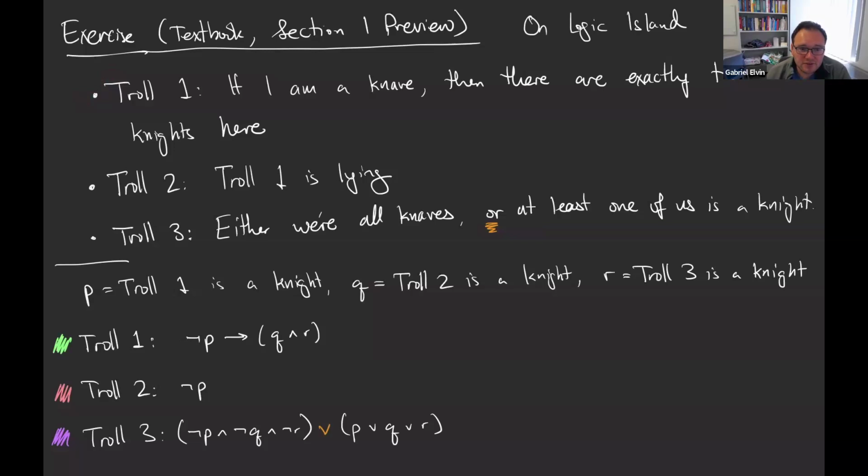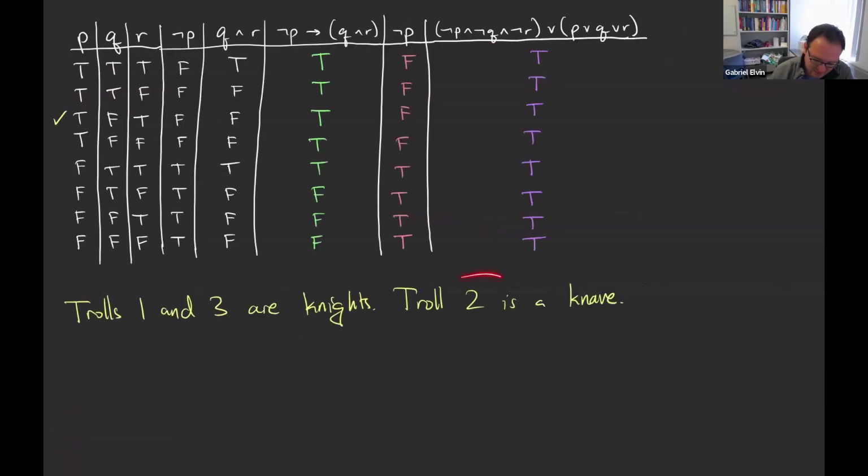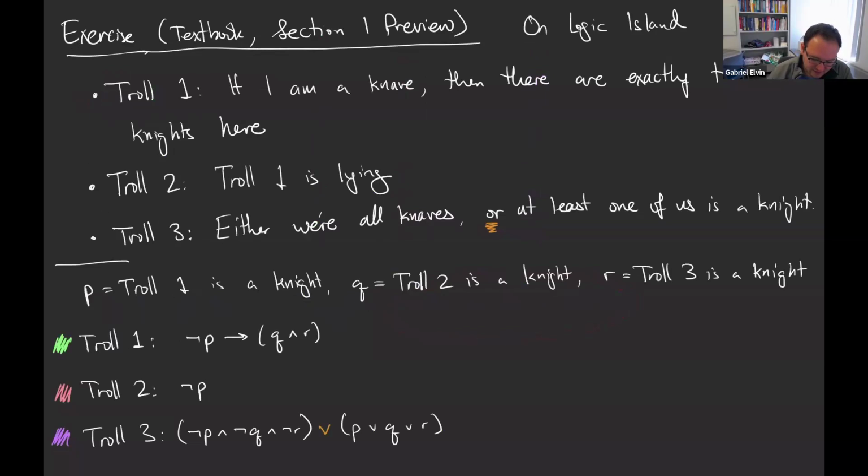And then Troll 2 says that Troll 1 is lying. Well, that's a lie because Troll 1 is a knight. So that means Troll 2 must be a knave. And is that what we concluded? Yes. And then Troll 3 has to be a knight because what they said is always truthful. So they have to be a knight.